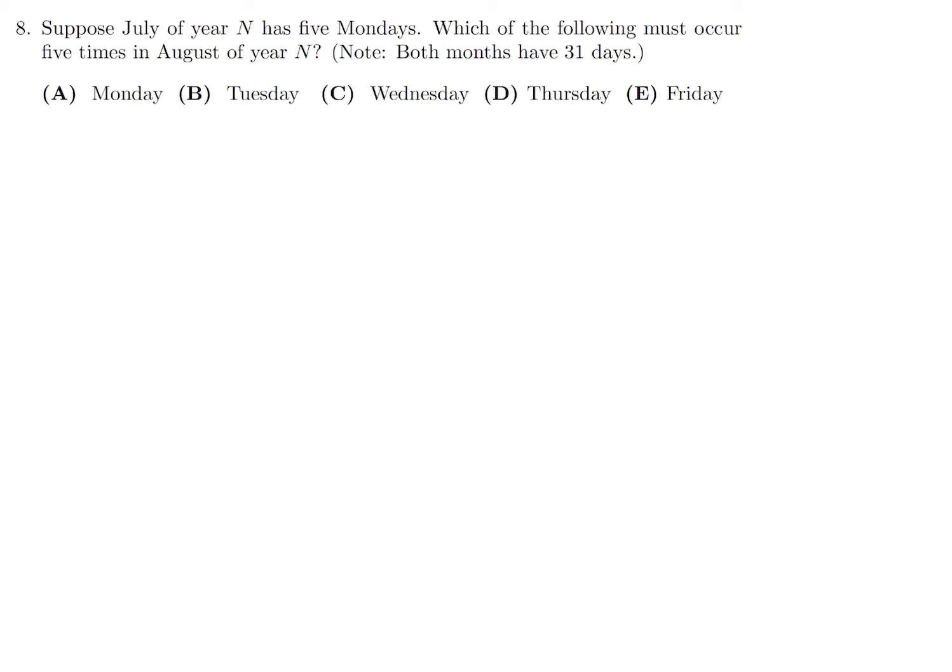Suppose July of year n has 5 Mondays. Which of the following must occur 5 times in August of year n? Note both months have 31 days. So July of year n has 5 Mondays. Okay, so let's make a little calendar for ourselves, and let's see how this works.